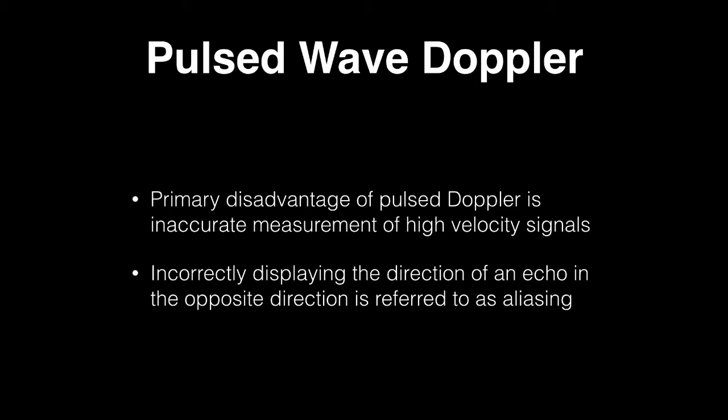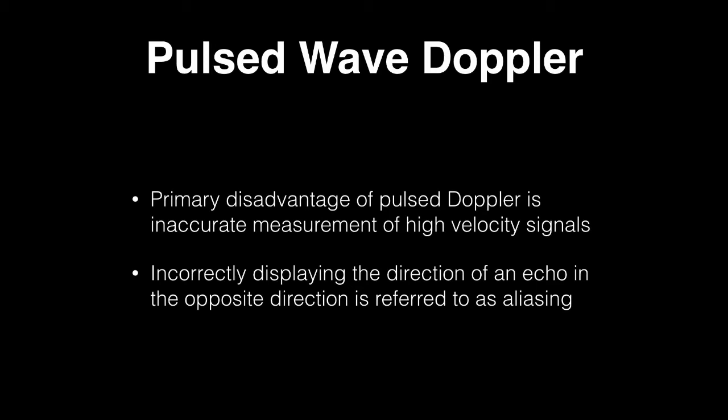Since you're going to be predominantly using pulse wave Doppler transducers at the bedside, it's important to understand their disadvantages. The primary disadvantage of the pulsed wave Doppler transducer is that you're going to get inaccurate measurements of high velocity signals. When you're dealing with very high velocity signals, such as in an echo or vascular lab, you're going to use a continuous wave Doppler transducer.